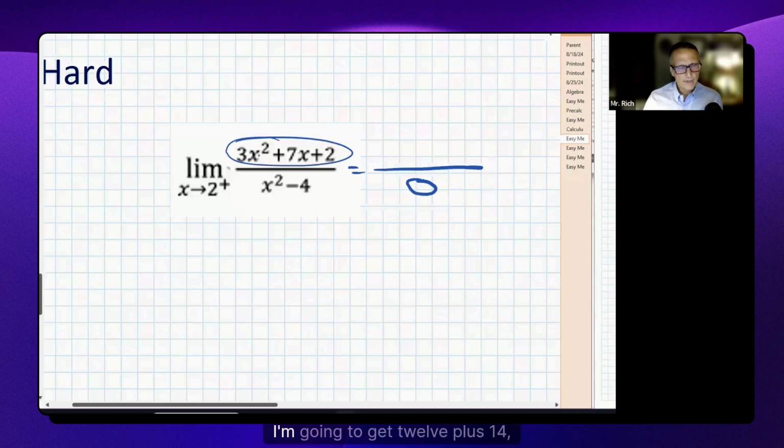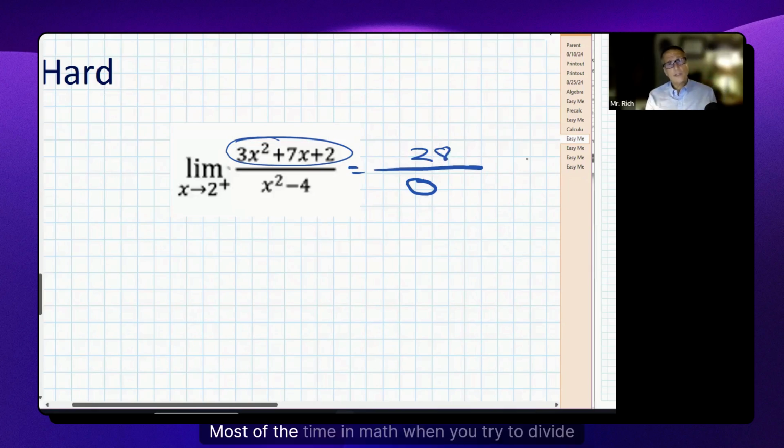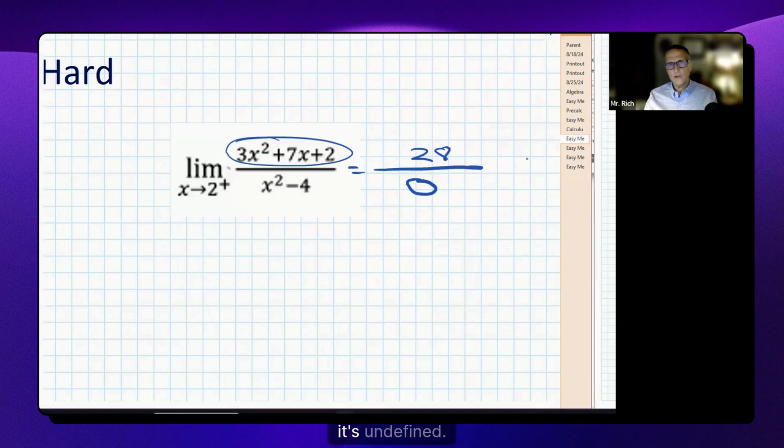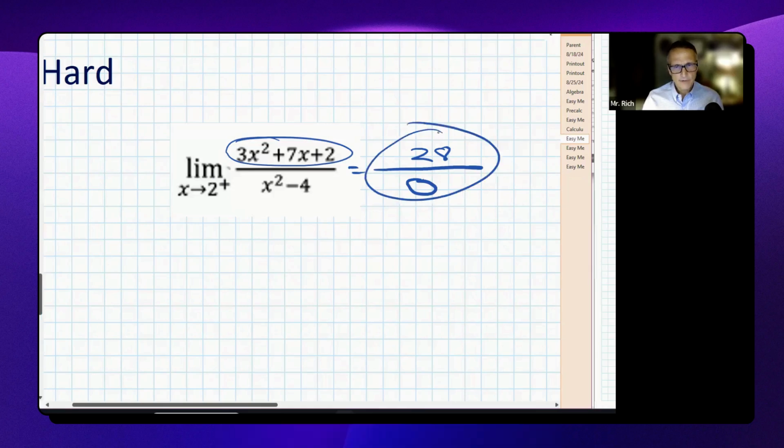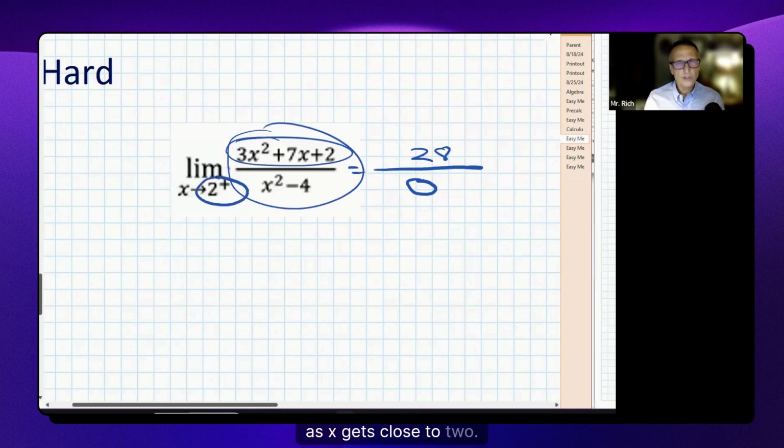So what am I going to get? I'm going to get 12 plus 14, it looks like, plus 2. I get a 28 over 0. Now, that doesn't mean undefined, right? Most of the time in math, when you try to divide something by 0, we just say, oh, it's undefined. But we've got to stop and understand, we're not talking about what is this value. We're talking about what's the limit of this function as x gets close to 2.